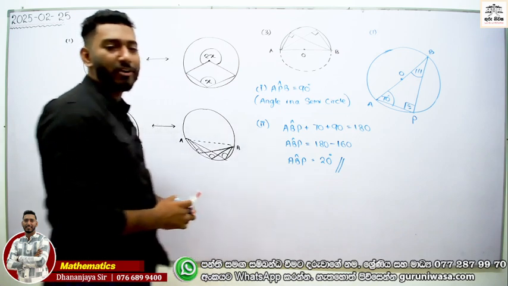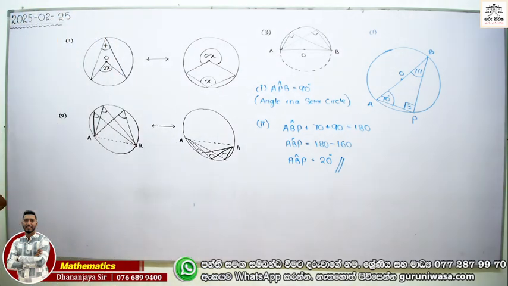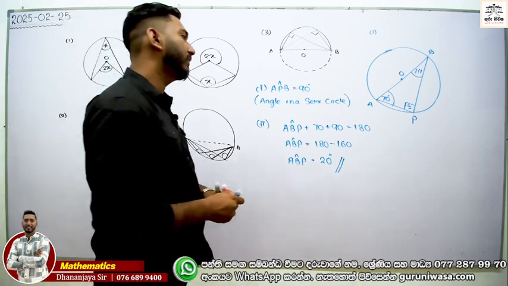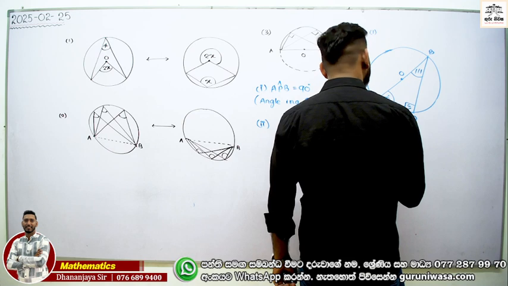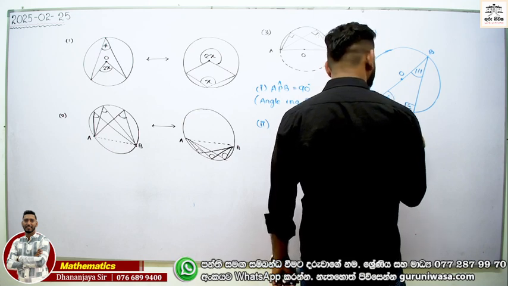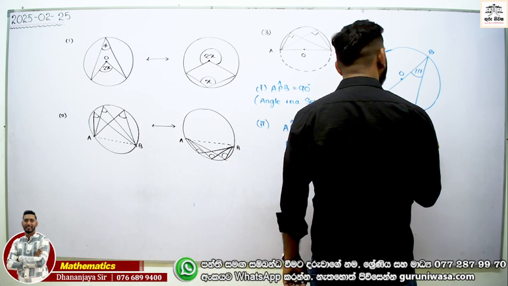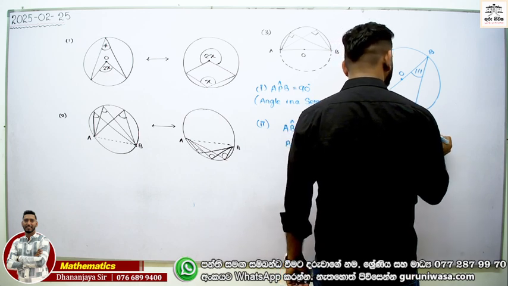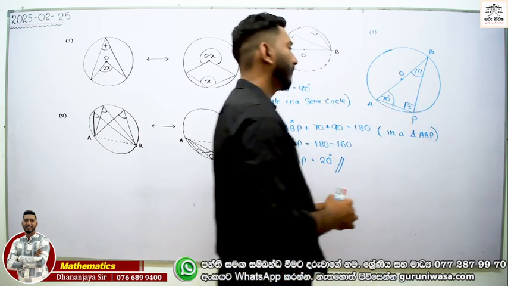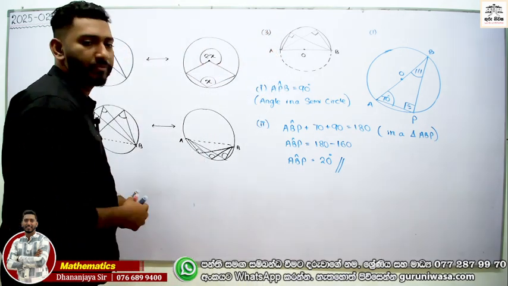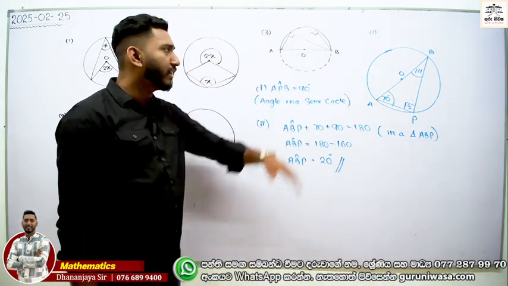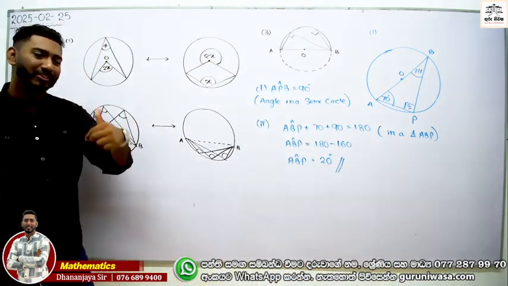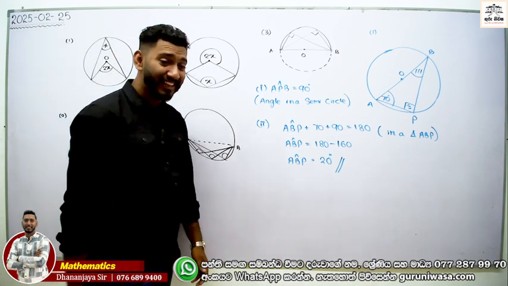We got the answer, 20 degrees, right? I think this was understood nicely. Angles in a triangle. In a triangle ABP. Angles in the triangle ABP. Right? First question. Do you remember, grade 10?